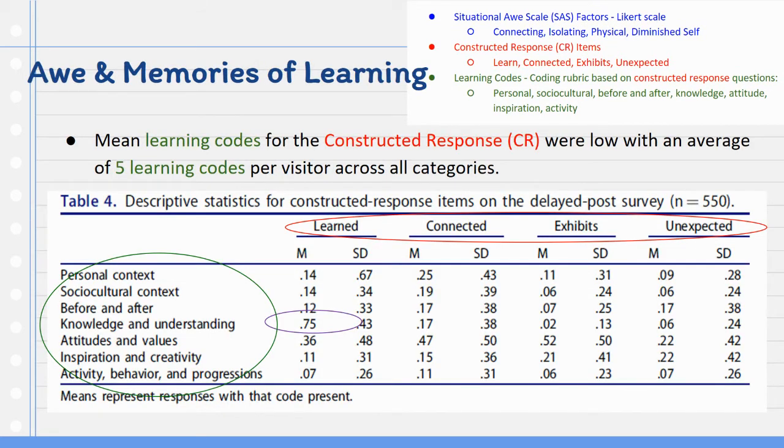The constructed response items on the delayed post survey were used by the authors to look at awe and memories of learning. They found that the mean learning codes for the constructed response items were low, with an average of 5 learning codes per visitor across all categories. The major exception was in the knowledge and understanding code, with the constructed response question about learning, likely due to close coupling of item topic and rubric category.